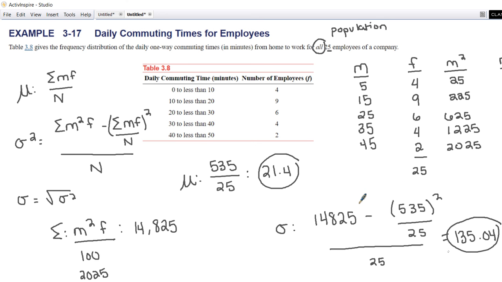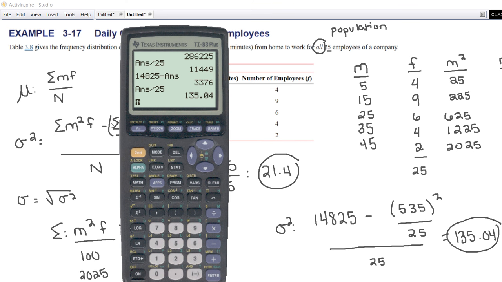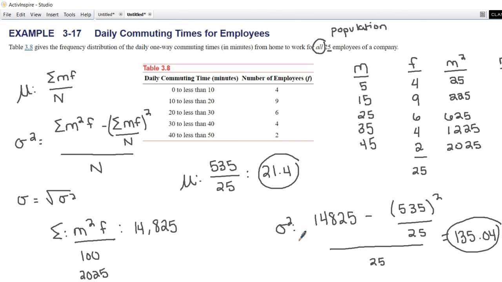And now we want to find our standard deviation. So now we're just going to take the square root of 135.04. Variance is sigma squared, so sigma is going to be our standard deviation. So we will go to second, square root, second answer, and we get 11.62. So we have a mean of 21.4, a variance of 135.04, and a standard deviation of 11.62.